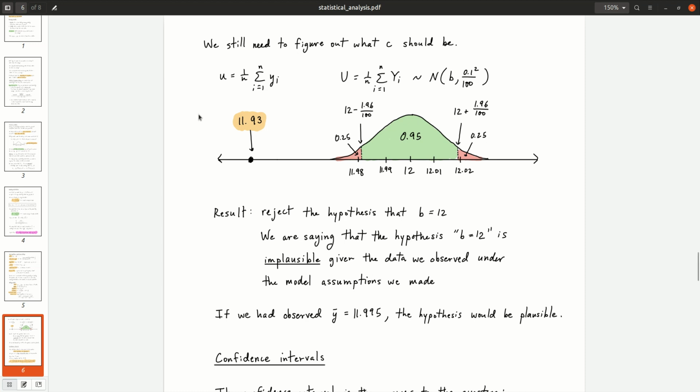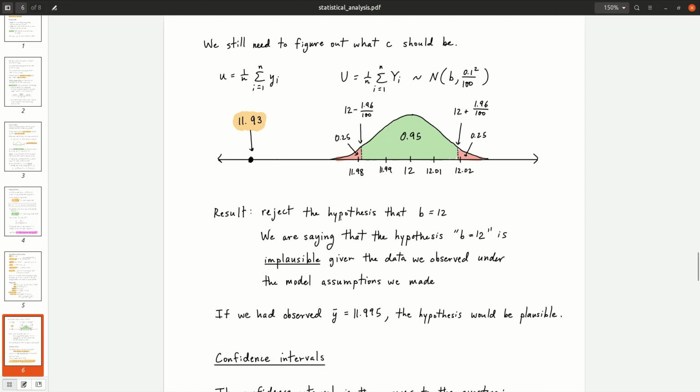So in this particular case, when we got 11.93, this is way outside this region. And so the result of our test is we reject the hypothesis that b equals 12. What we're really saying there, in sort of more plain English, is that the hypothesis b equals 12 is implausible given the data that we observed under the model assumptions that we made.